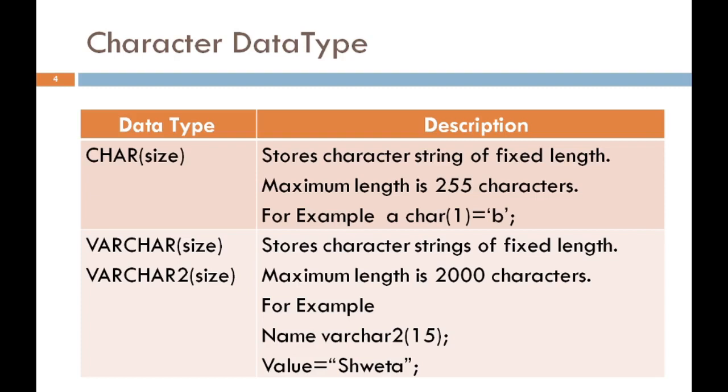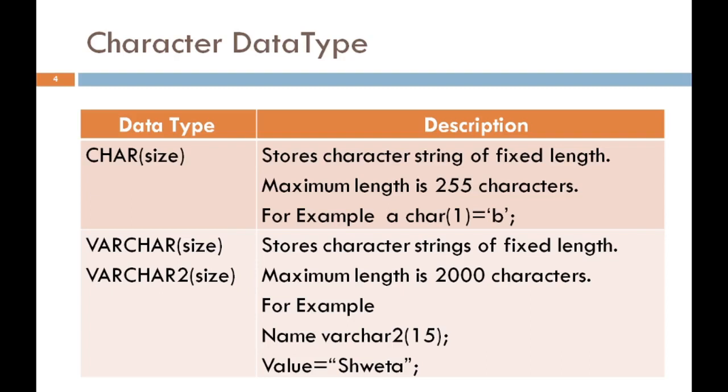The first one is a character, which is used for storing a single character or a group of characters, but this character data type has a fixed size and the maximum length of character is 255 characters.